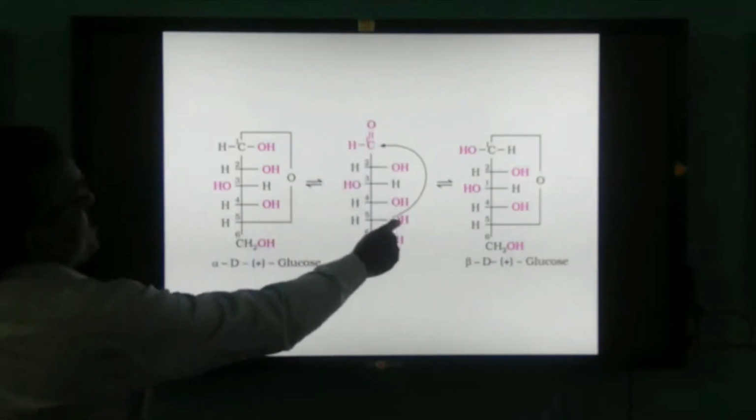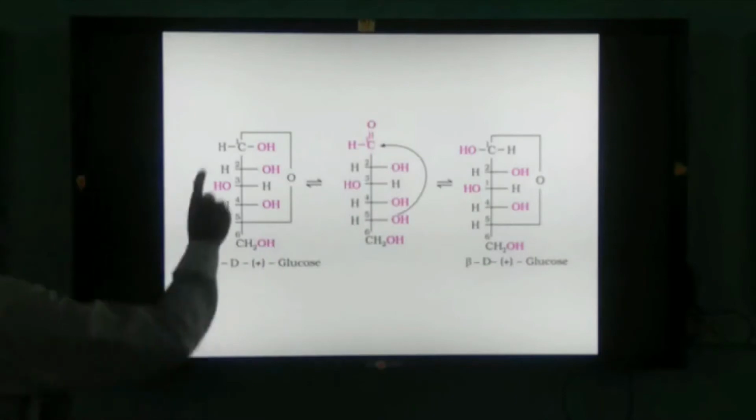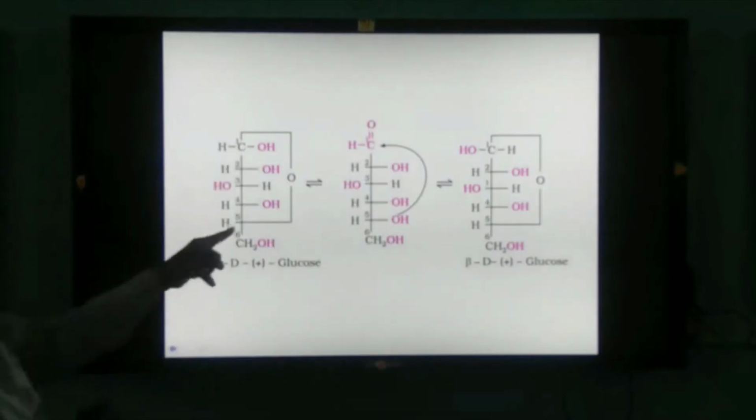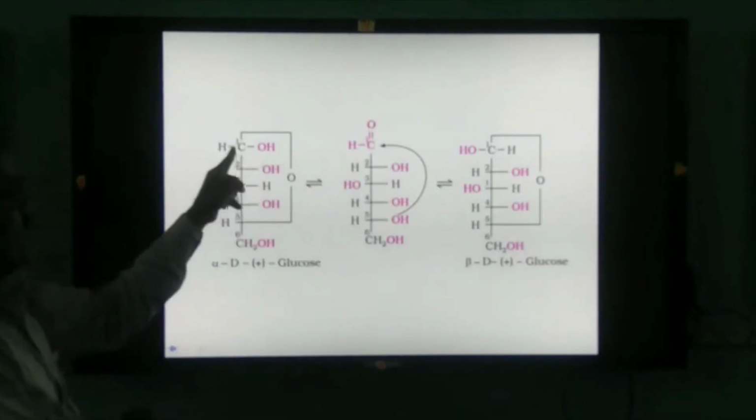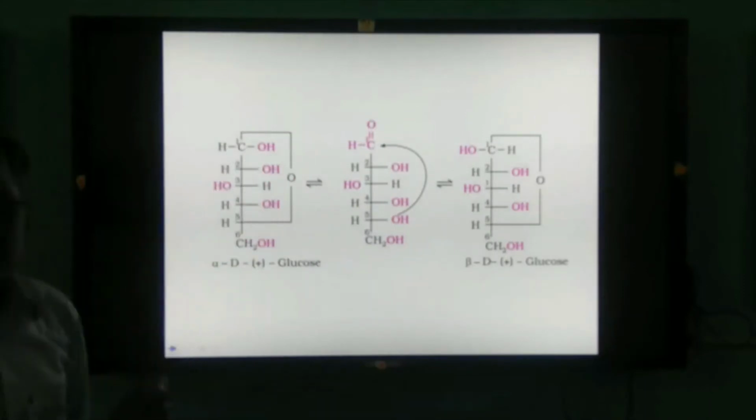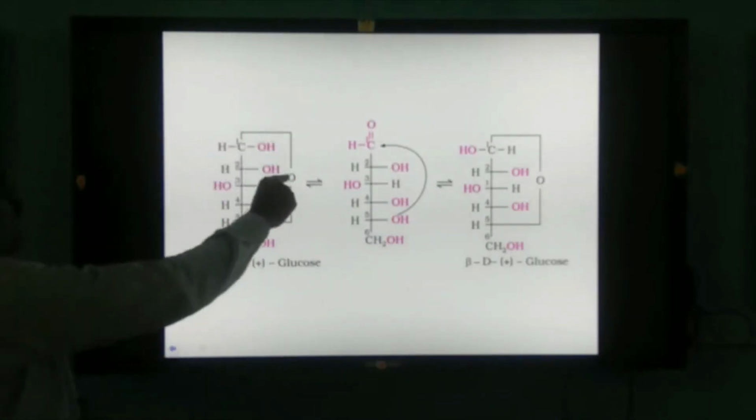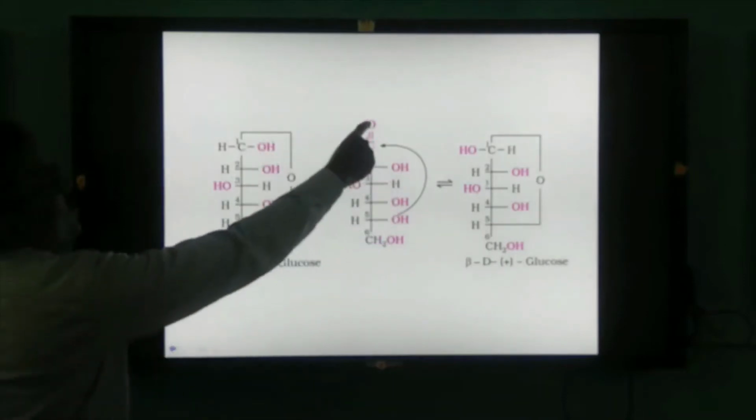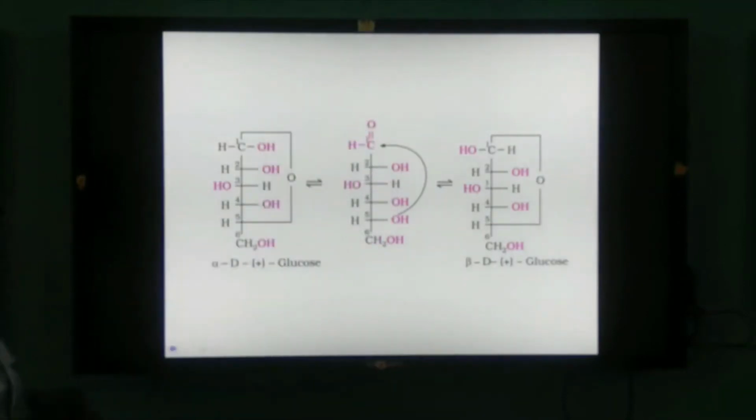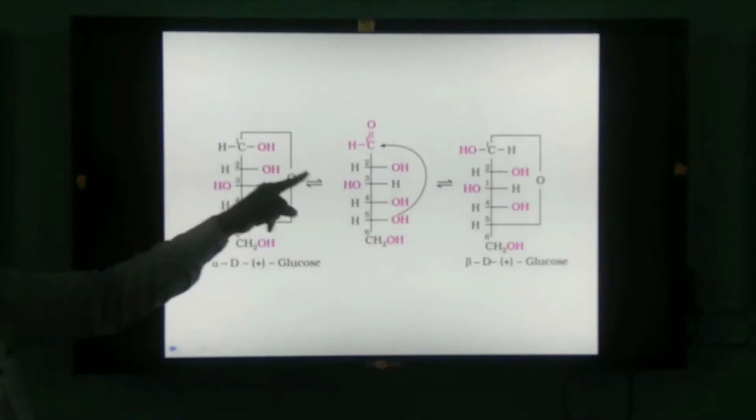So this hydrogen will combine with O, resulting in C-OH, and this O is in between, connected to C1 and C5. So that means between C1 and C5 there is one oxygen. And the hydrogen of OH will go to this oxygen of the C double bond, forming C-OH and C-OH.